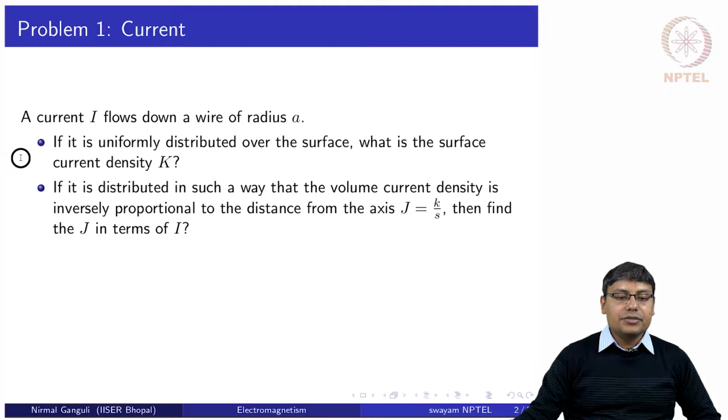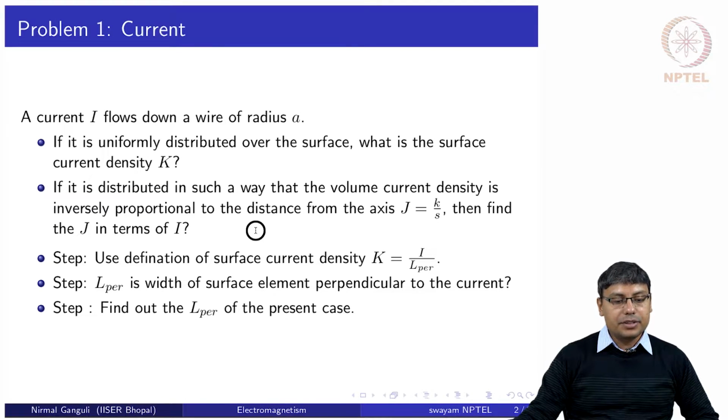And if it is uniformly distributed over the surface of the wire, what is the surface current density K? That is something you are supposed to find out. And in the next scenario, if it is distributed in such a way that the volume current density is inversely proportional to the distance from the axis, that means J is k over s, this small k here is just a constant, it has nothing to do with the surface current density, and then find J in terms of I.